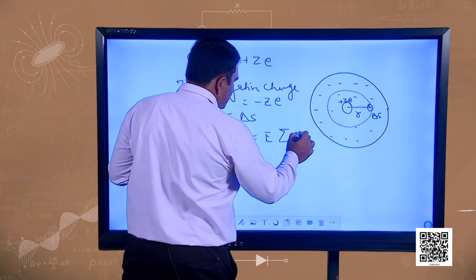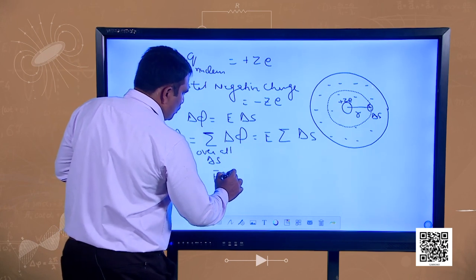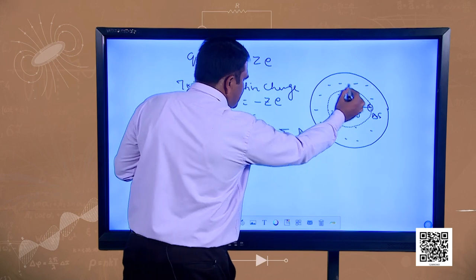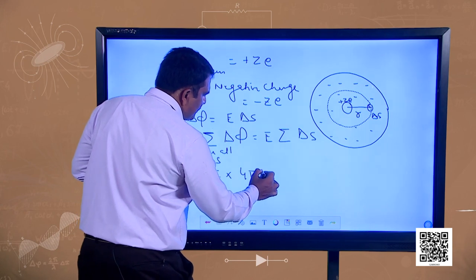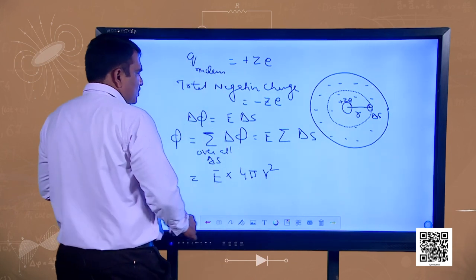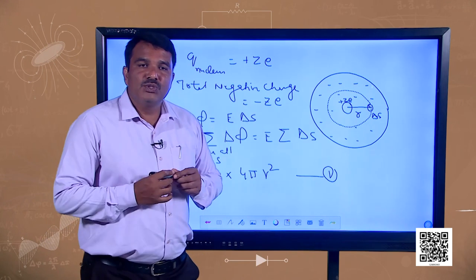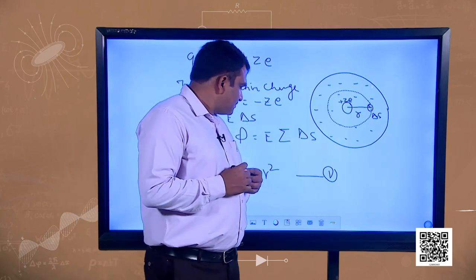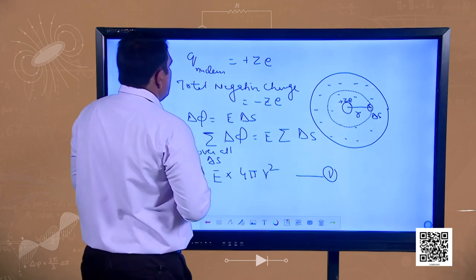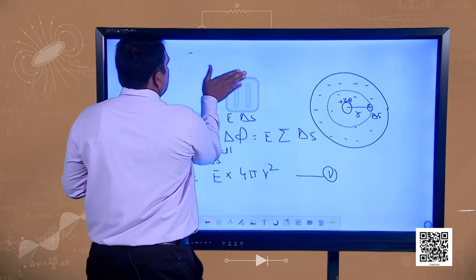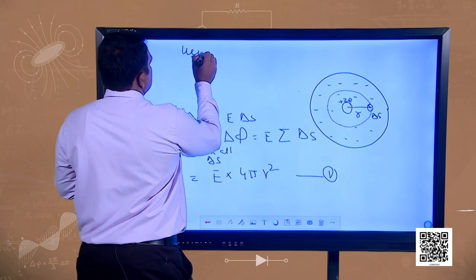It becomes E sigma delta S, and summation of delta S over the whole Gaussian surface will give you the total area of the Gaussian surface, which is 4 pi small r square. So, this is the value of flux passing through the Gaussian surface using general formula of flux. Now, let us find the flux passing through the surface using Gauss's law. From Gauss's law, we know that total electric flux passing through a surface using Gauss's law.